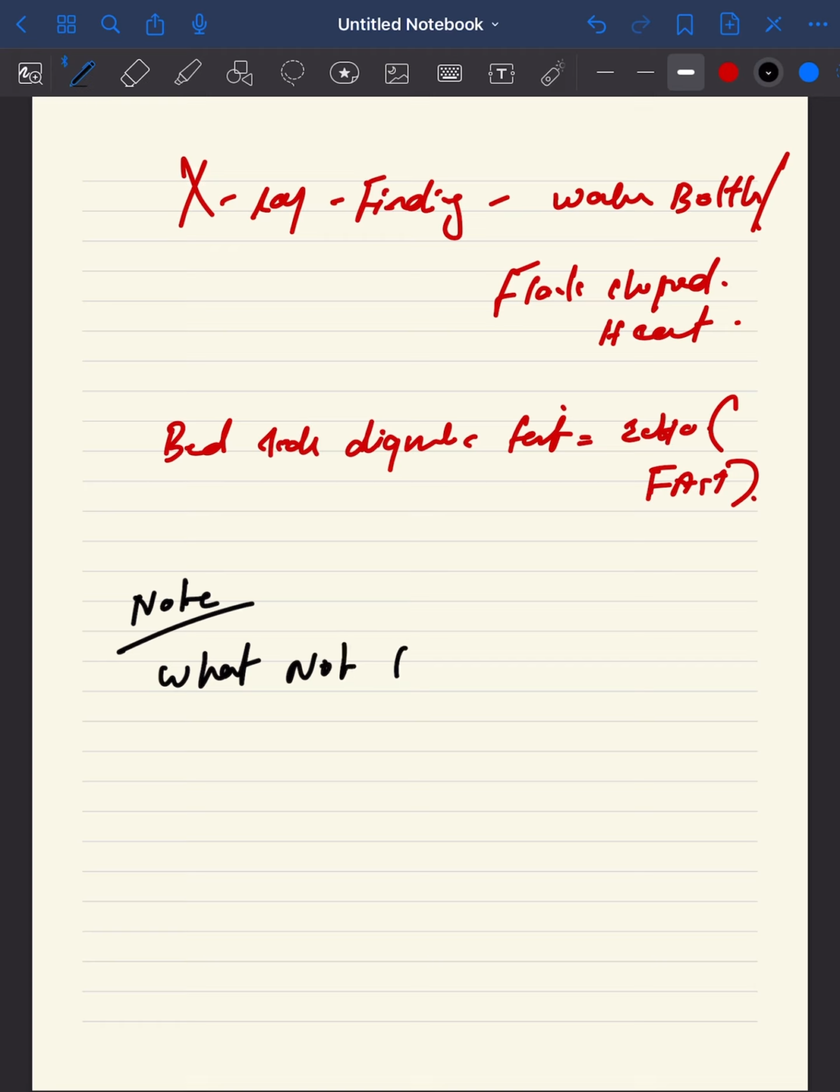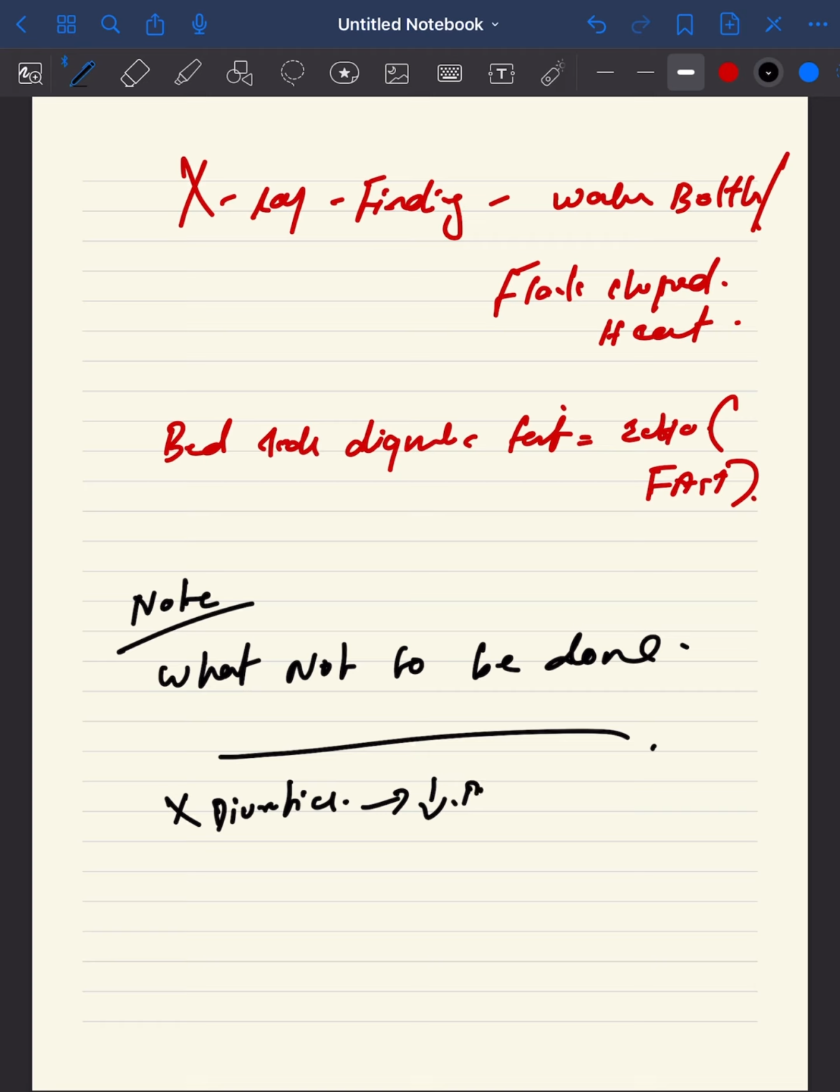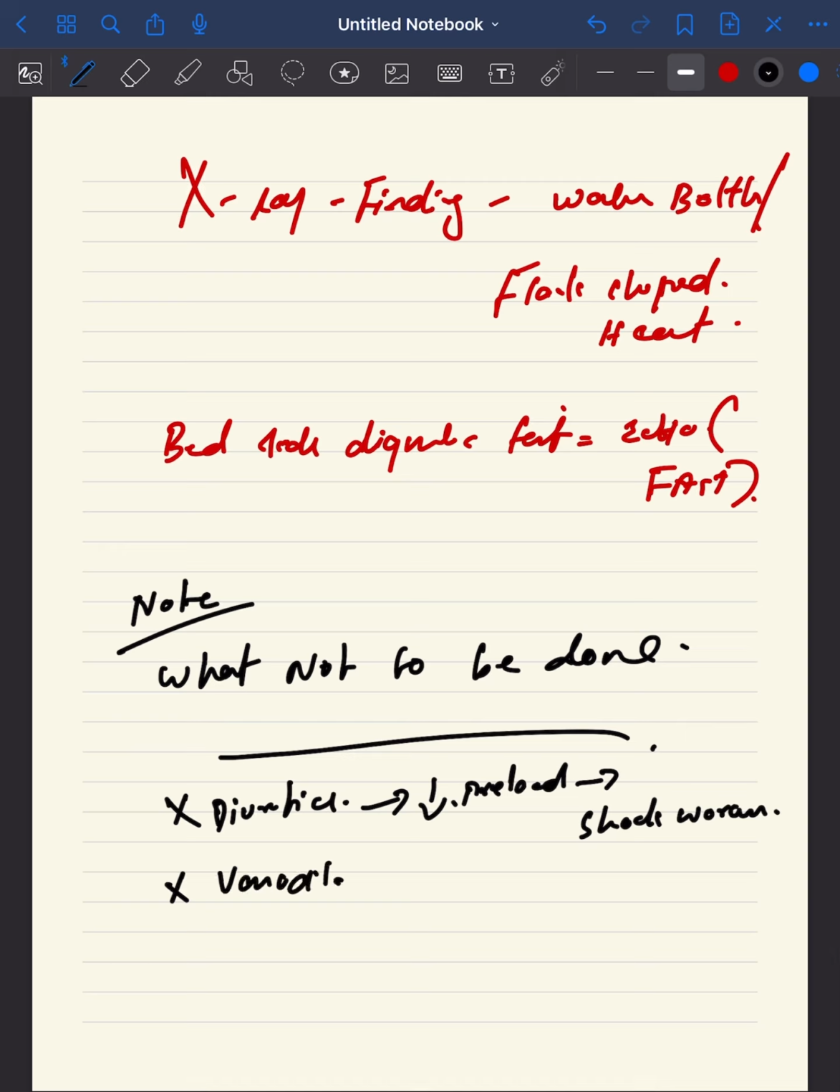What not to be done. You should not give diuretics. What will happen? It decreases preload. Shock worsens. Imagine there is already no output happening. Then what will happen if you give diuretics? Must not give vasodilators. What happens? It drops BP further.